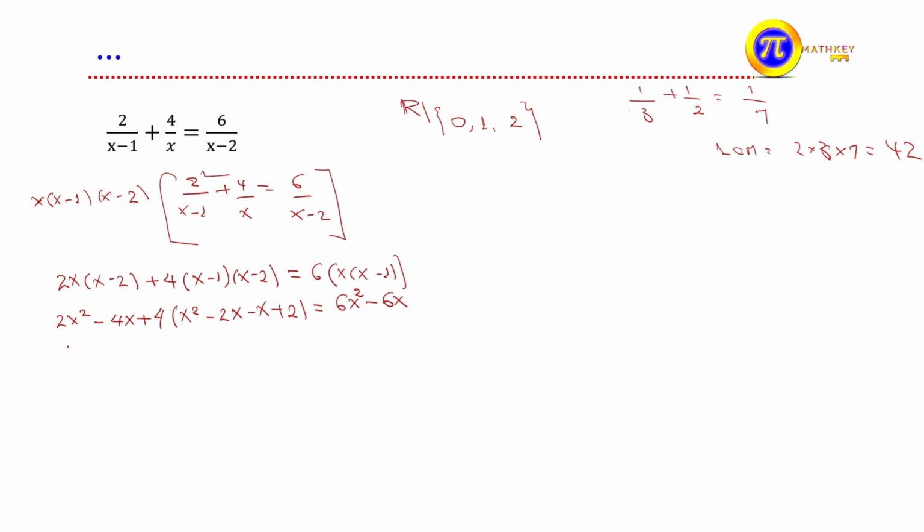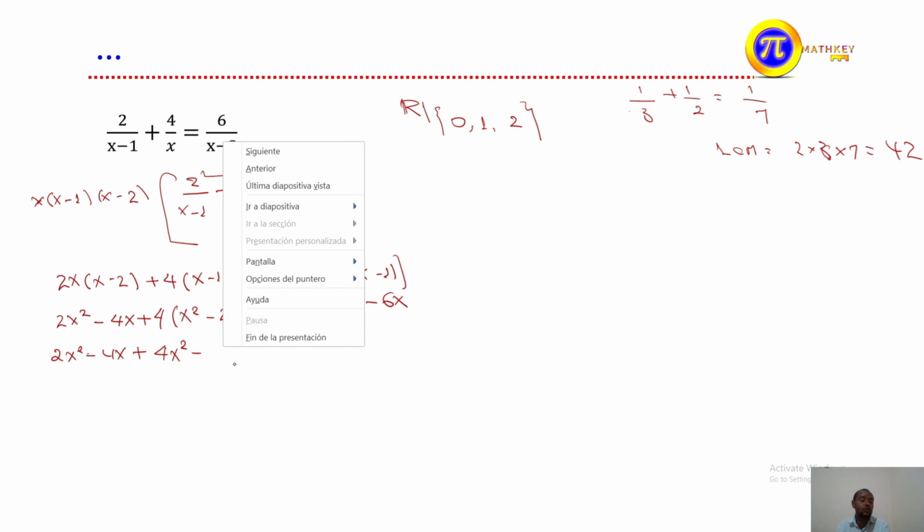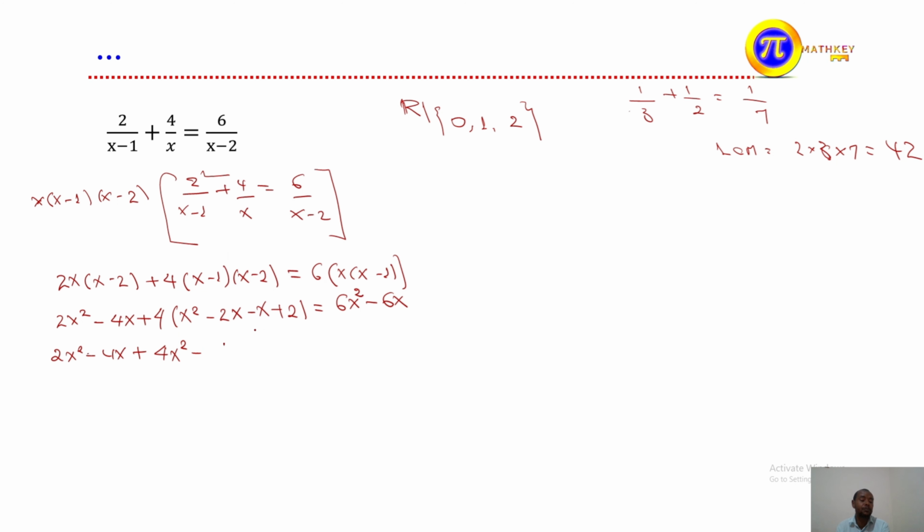When you come to here, 2x squared, minus 4x, plus 4x squared, yes? 4 times x squared, 4x squared, minus 4 times 2 is what? That is minus 2, minus x is what? Minus 3. So 4 times minus 3, that is minus 12x. 4 times 2 is what? That is 8. Which is equal to 6x squared minus what?